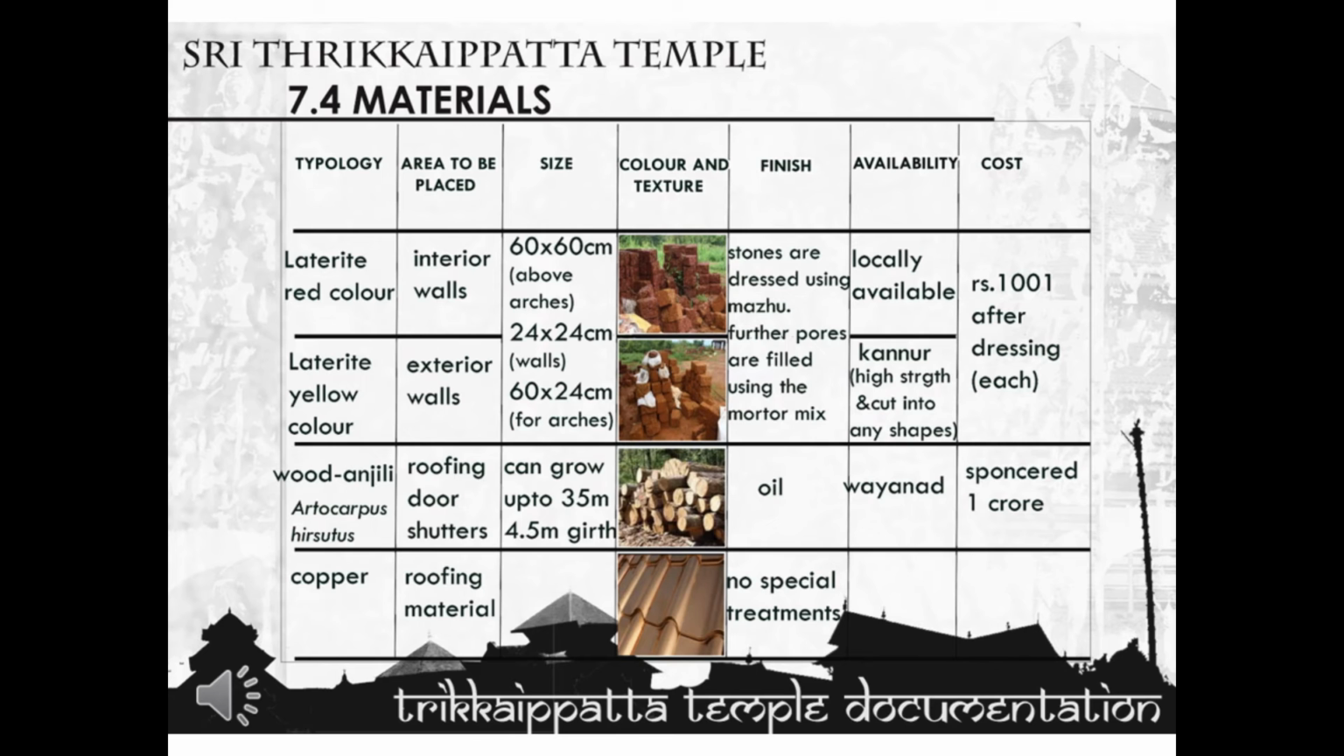24 by 24 centimeter size is used for walls. 60 by 24 centimeter size is used for arches. These stones are dressed using maru. Further pots are filled using the mortar mix. It's locally available laterite and it costs rupees 1001 after dressing for each laterite stone at that time.